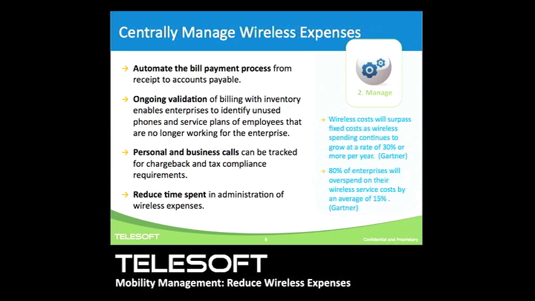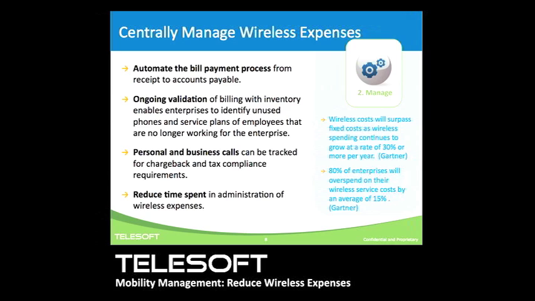You're going to want to centrally manage all of your wireless devices. We're going to assist with automating the bill payment process from the receipt of the invoice till it actually goes to your accounts payable department. There's always ongoing validation of what you're being billed versus what you should be billed. And then there's personal and business calls. You can track those for your individual users. And then we hope to reduce the time spent administrating your mobility services.